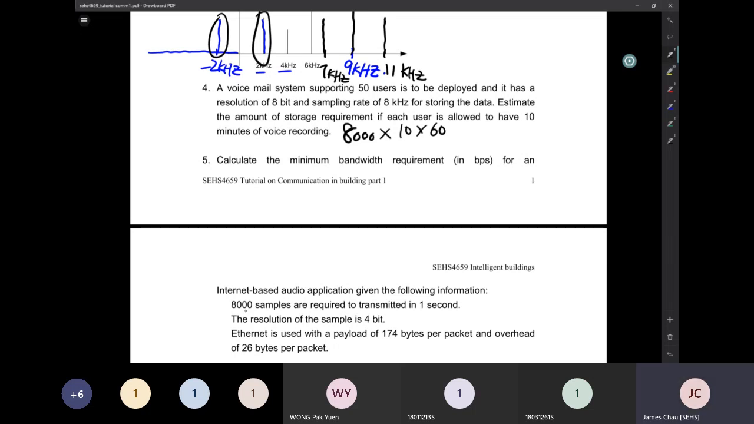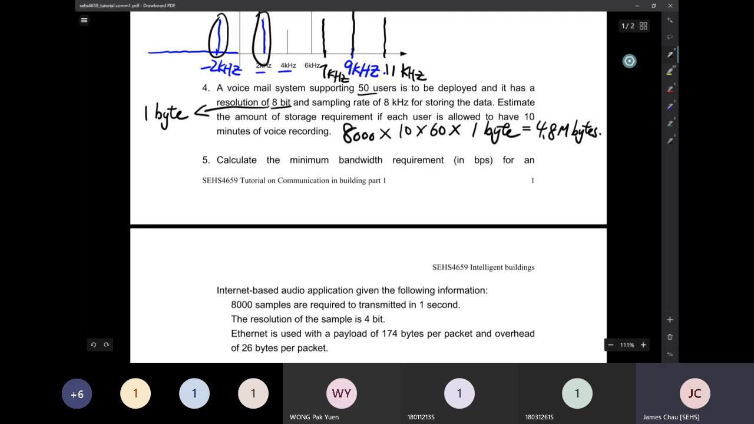the resolution is 8 bits, 8 bits corresponds to 1 byte. Therefore, you just simply multiply by 1 byte. And after you make the calculation, it gives you 4.8 megabytes for each user, right?